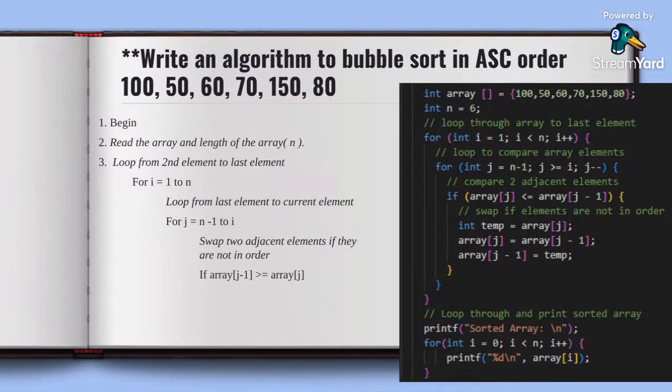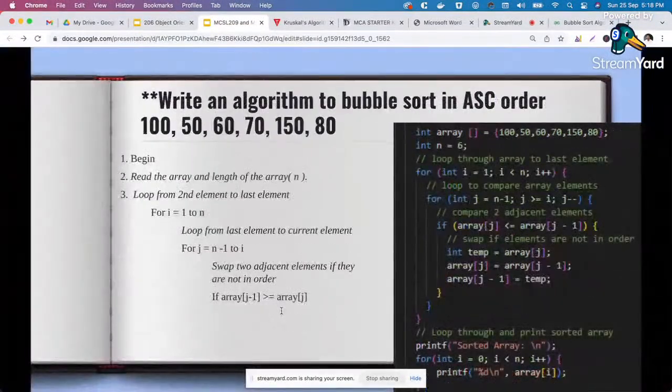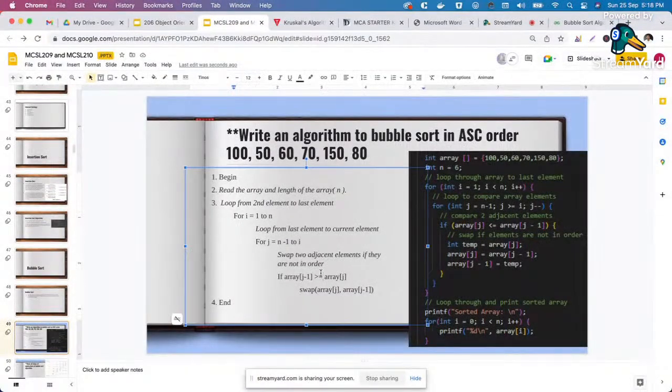If it's greater than or equal to, should this be equal to or should this be greater than? You don't need to swap if this is equal, right?